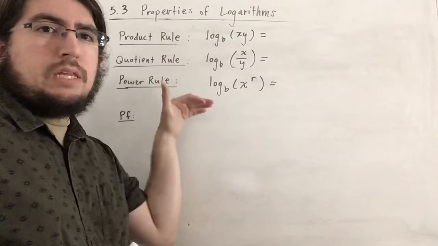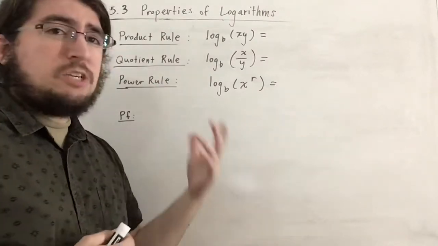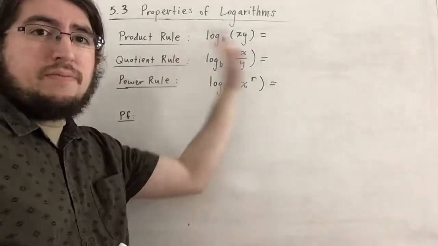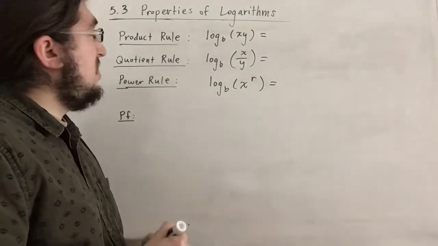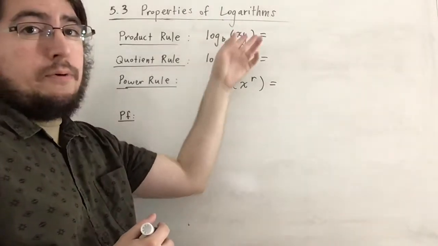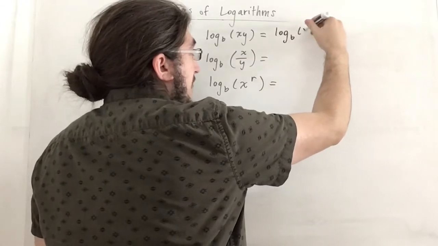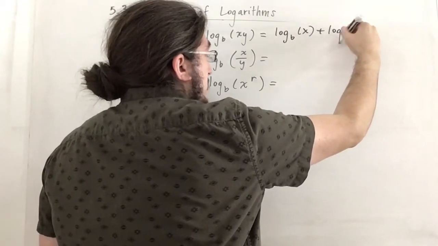So here I'm going to show what these properties are and prove them as well, and then we'll see some examples in the next screen. But in any event, let me fill in the blanks here. So for here, the product rule, log base b of a product x times y is the sum log base b of x plus log base b of y.